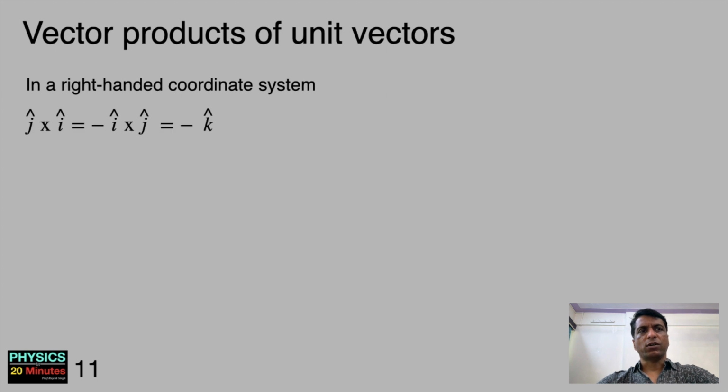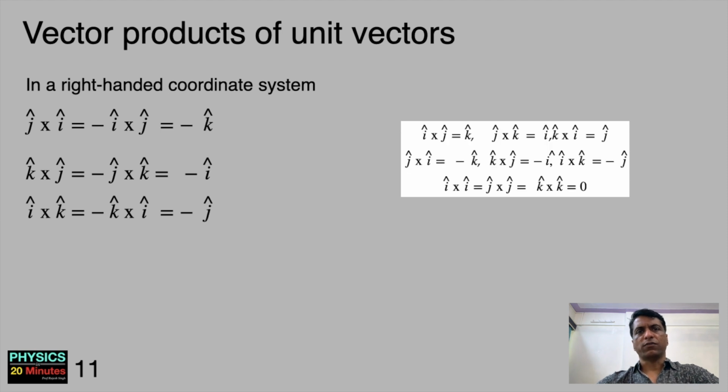In a right-handed coordinate system, what will happen if I reverse the unit vectors in cross products? So j cap cross i cap will be minus i cap cross j cap, but i cap cross j cap is k cap. So j cap cross i cap will be equal to minus i cap cross j cap, which is equal to minus k cap. k cap cross j cap will be equal to minus j cap cross k cap, which is minus i cap. i cap cross k cap is equal to minus k cap cross i cap, which is equal to minus j cap. So here is the summary of all the results.